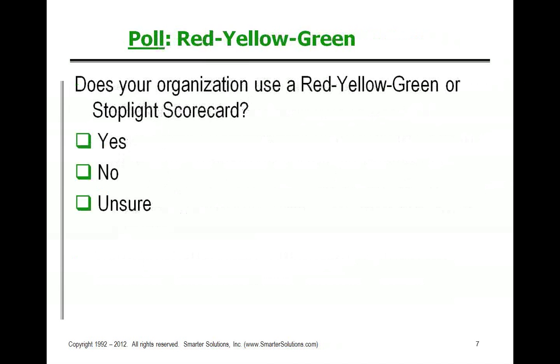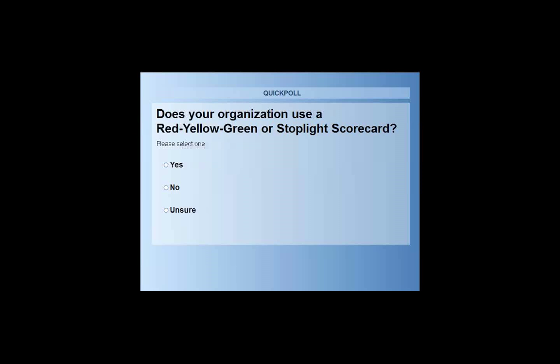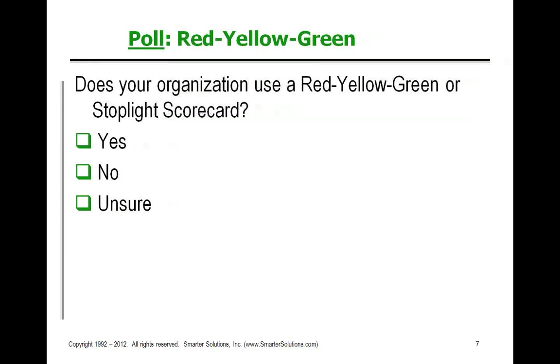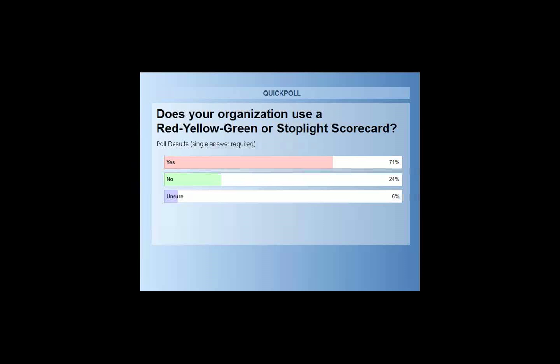So we have a question here. Does your organization use red, yellow, green, or stoplight scorecards? Please give us your response, and we can see what percentage of people out there are responding. Okay, let's give it a few more seconds. Okay, it looks like 71% say they are using red, yellow, green scorecards, and 24% are not.